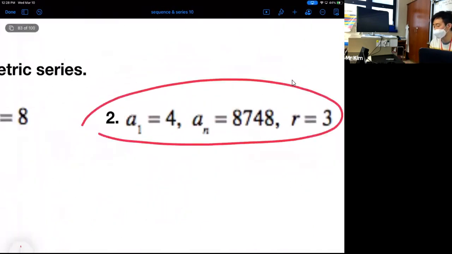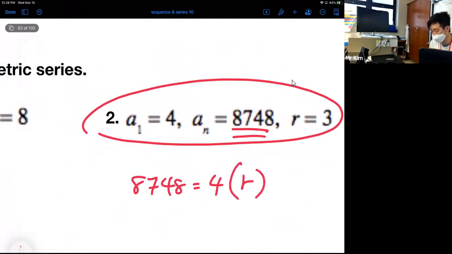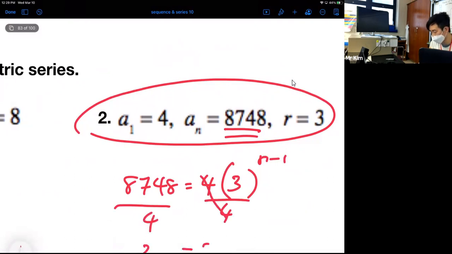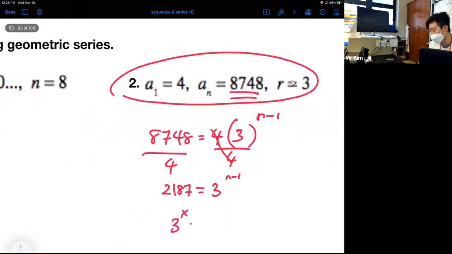Let's say, for example, I gave you something like that. 8,748 is equal to 4 times the common ratio, which is 3, raised to the power of n minus 1. You divide this by 4 and you get 2,000 something equals 3 to the n minus 1. I'm just going to do it real quick here. 8,748 divided by 4 is 2,187. 2,187, guys, has to be 3 to some power. That is what you need to find out using your calculator by trial and error. And then you set those two things equal to each other to solve for n.